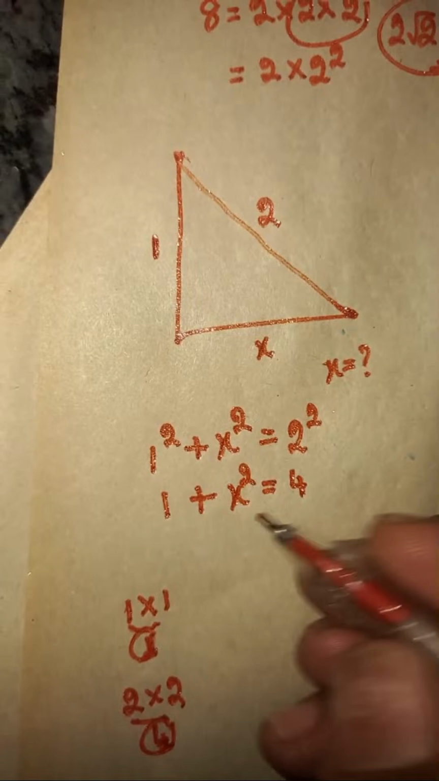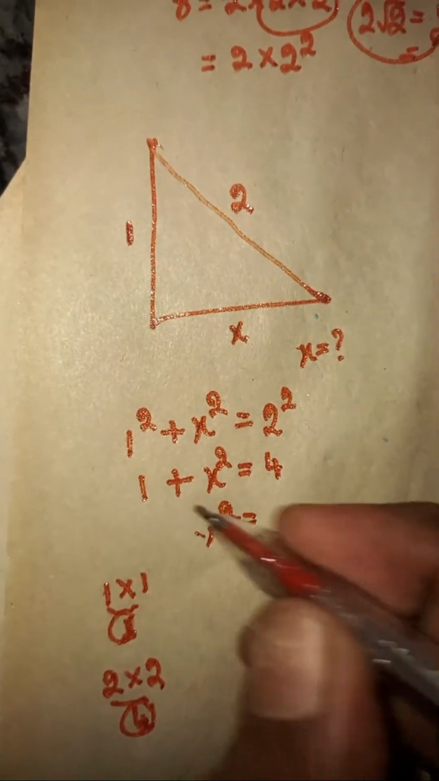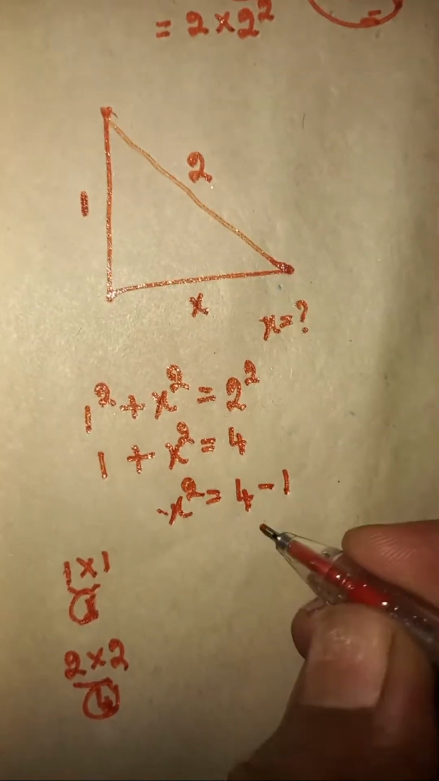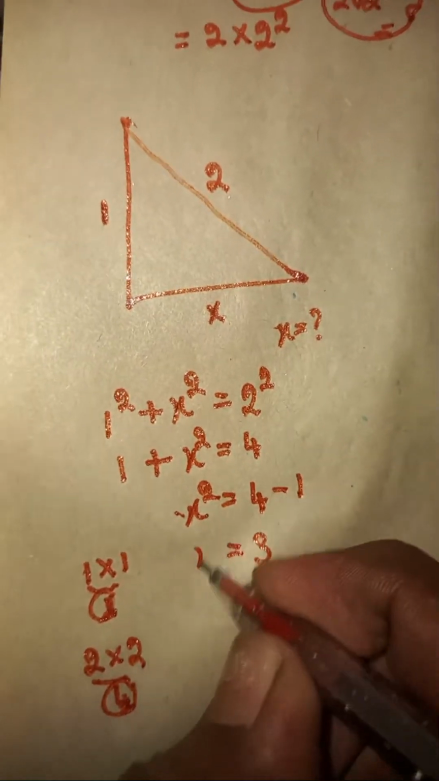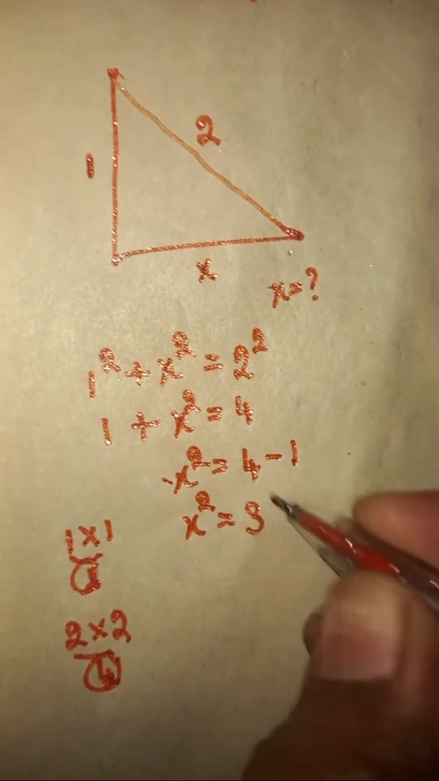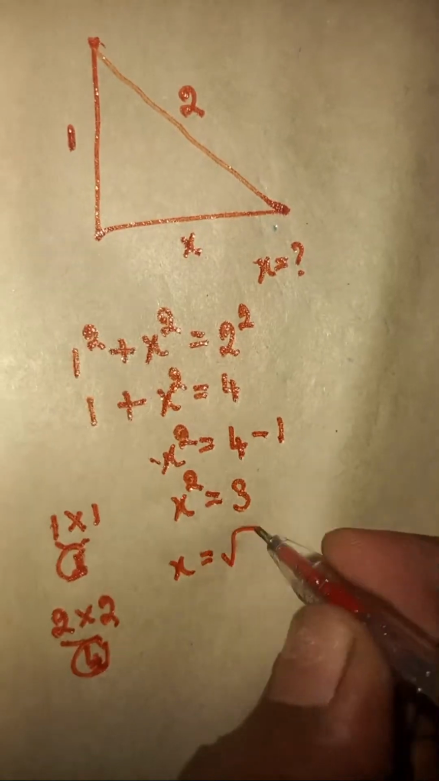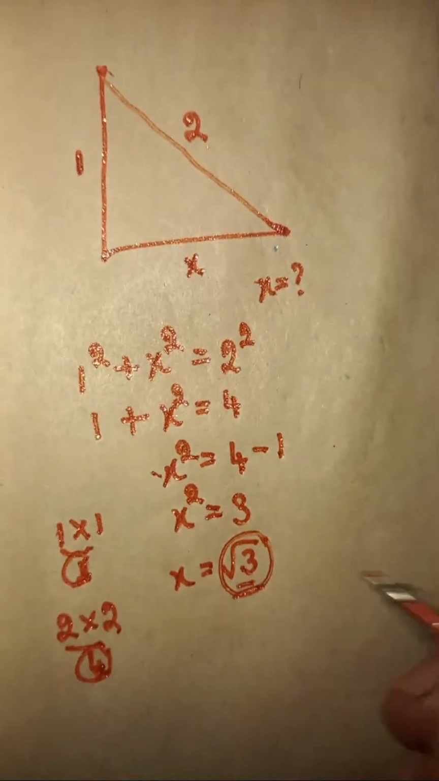Now this one, if you send it there, it becomes minus 1. That is 4 minus 1. 4 minus 1 is 3, which is equal to x square. Square goes that side, it becomes root. x equal to root of 3.